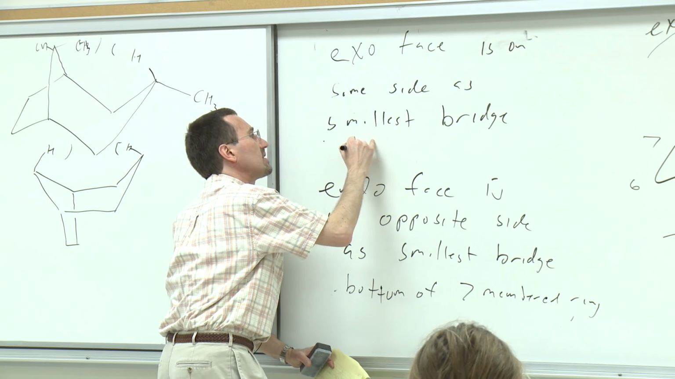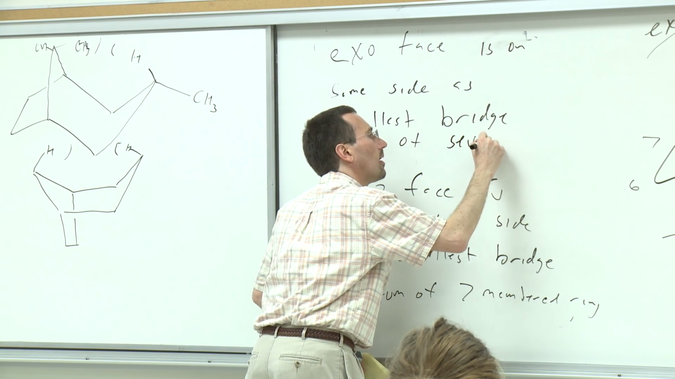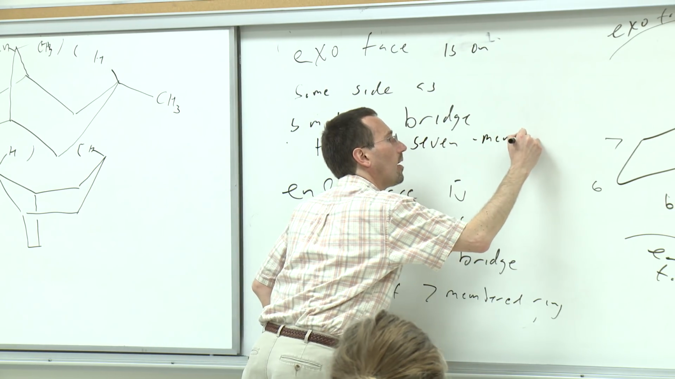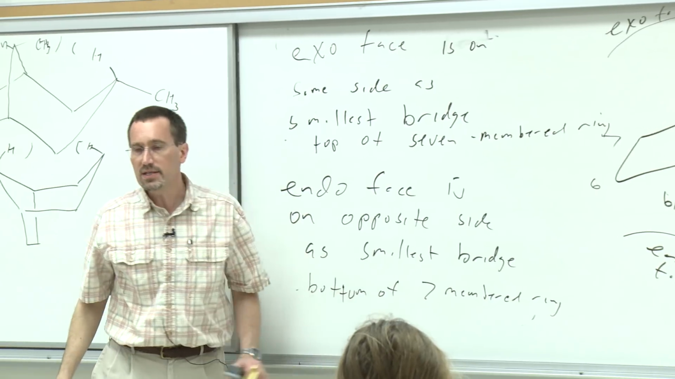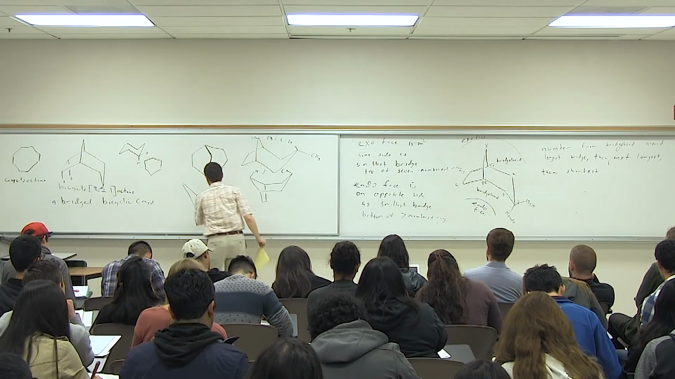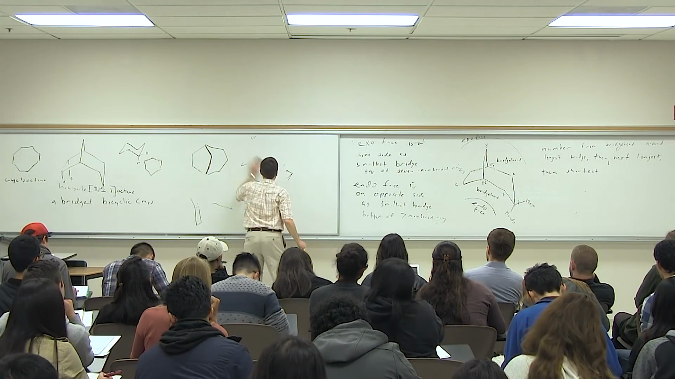And the exo face is the top of the 7-membered ring. So yeah, there really are two faces. Now your textbook gets beyond this. Your textbook gets into tricyclics and so forth.